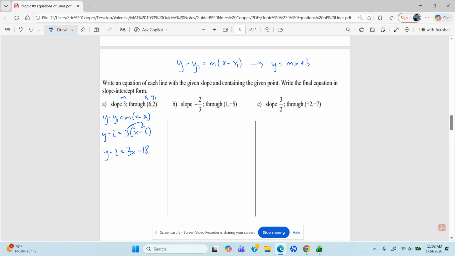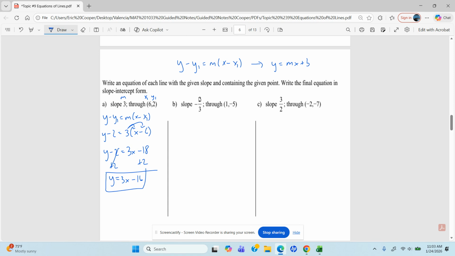And now I have to get y by itself, so I will add 2 to the other side. Y equals 3x minus 16. And now this is in slope-intercept form. So this would be the equation of my line. Y equals 3x minus 16. We could check this because if I plug 6 back in for x, 3 times 6 is 18, and 18 minus 16 gives me a y of 2, which gives me back the point that I have here.